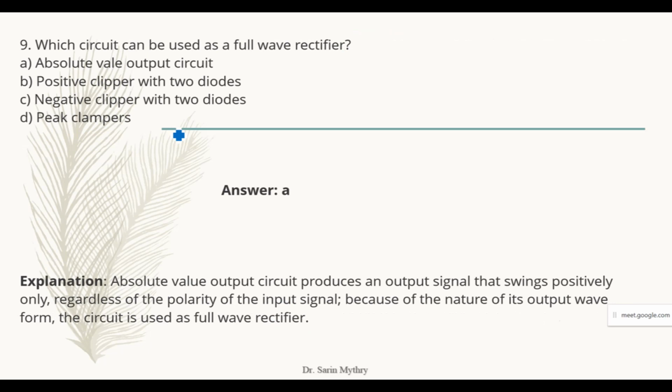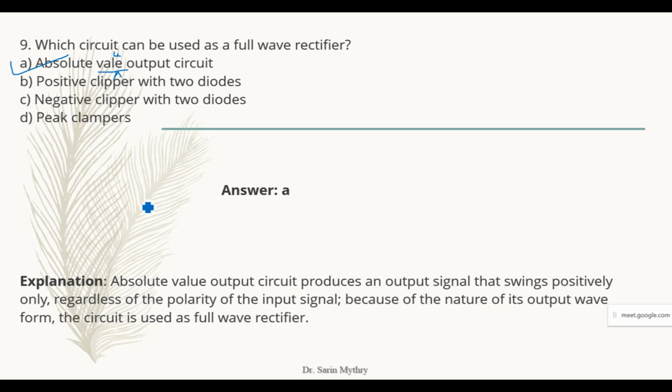Now, which circuit can be used as a full wave rectifier? We have studied different types of rectifiers in our EDC, electronic device circuits, subjects. We have studied half wave rectifiers, full wave rectifiers, bridge rectifiers, and different kinds of rectifiers. Here, which circuit can be used as a full wave rectifier? Among the options given to us, the absolute value output circuit is used for this. See here, the word 'value' is missing over there. It's an absolute value output circuit. The absolute value circuit is used for a full wave rectifier.